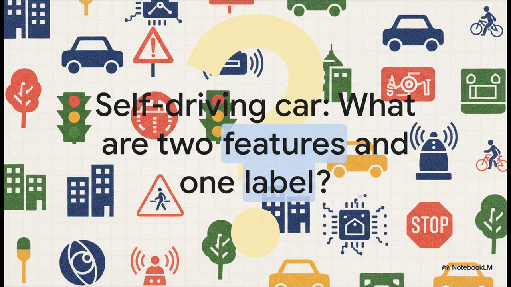Let's get a little more specific with this one. Think about a self-driving car's AI. What are 2 features, 2 little clues it might use from its cameras to see the road? And then, what is one label, one decision it would need to predict from those features to drive safely?